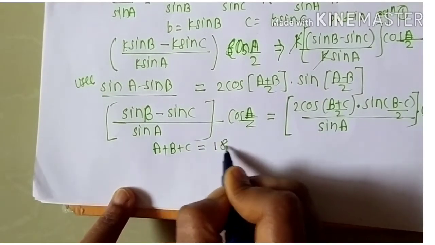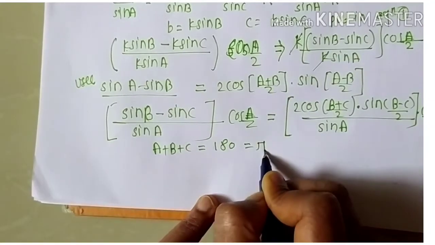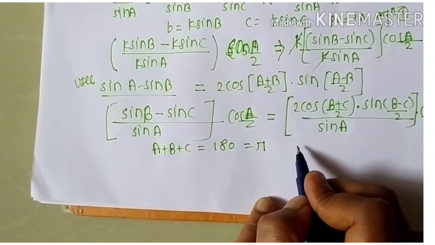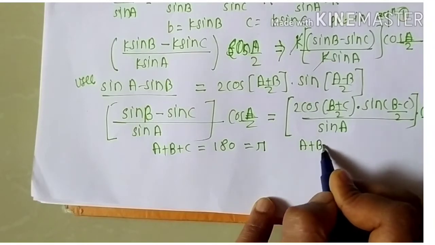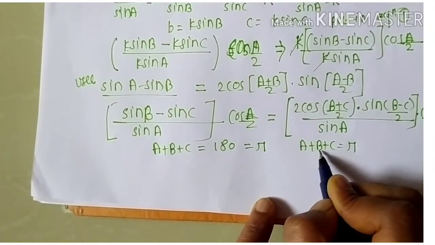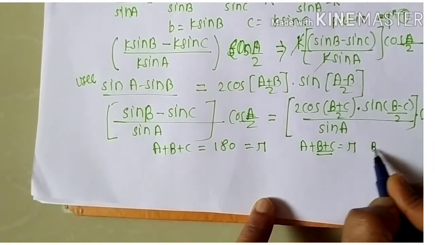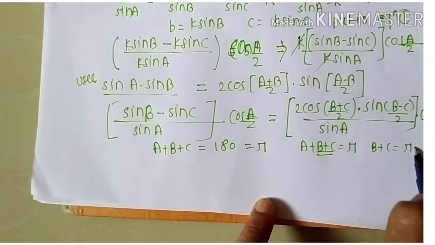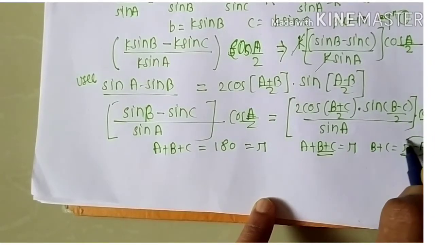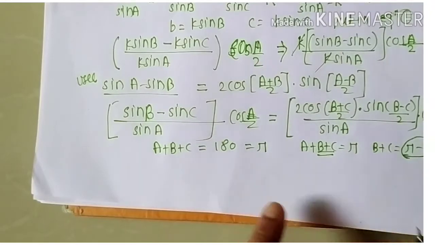We know that the addition of the angles of a triangle, a plus b plus c, is equal to 180 degrees. We denote this as pi. Then from that, a plus b plus c is equal to pi. Then what is b plus c? That means b plus c is equal to pi minus a, and we substitute this value, b plus c as pi minus a.